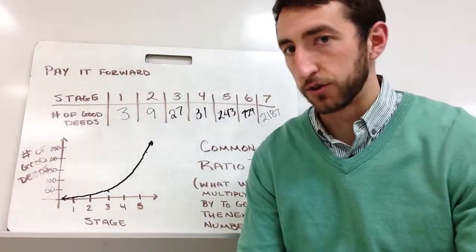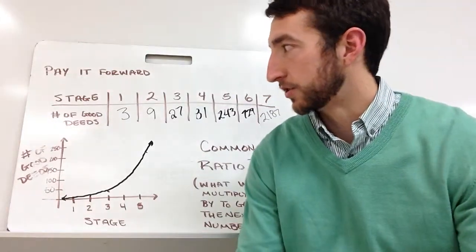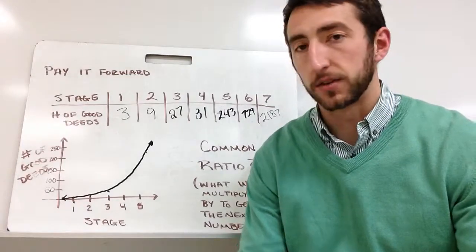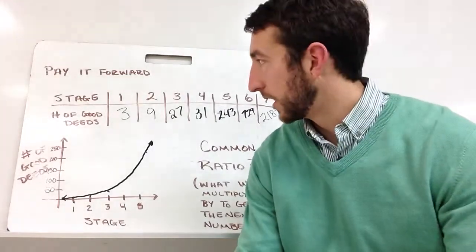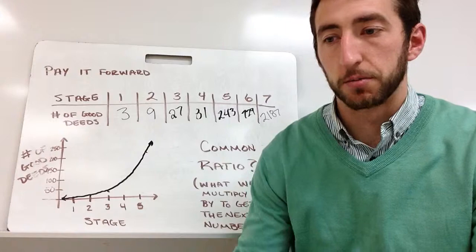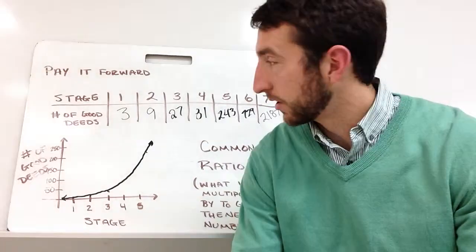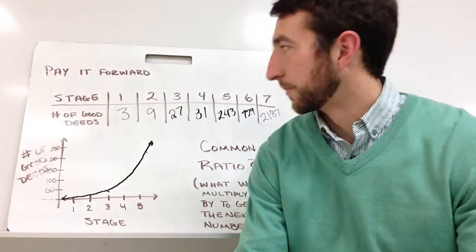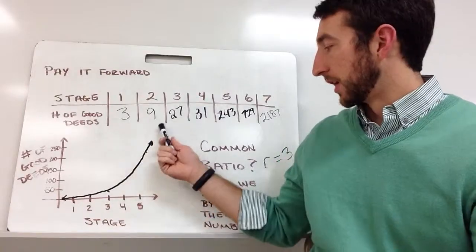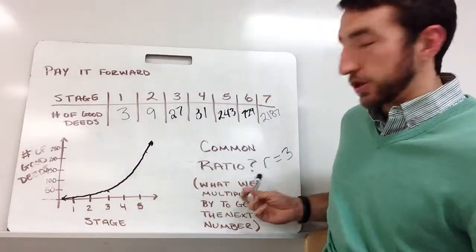So that's just an intro problem to exponential functions, based on the movie Pay It Forward, where Haley Joel Osment plans on going out and doing 3 good deeds for 3 random people, and we see that it grows exponentially by a growth factor of 3 or a common ratio of 3.